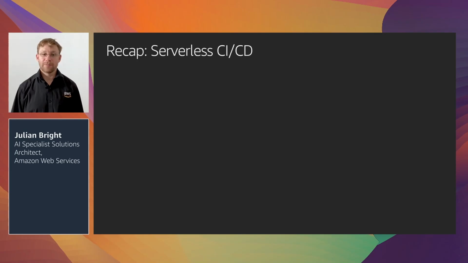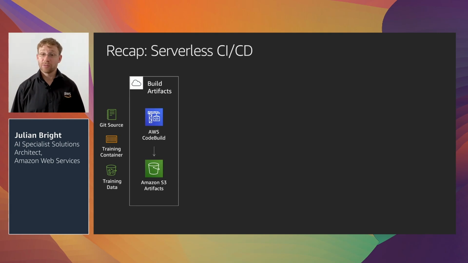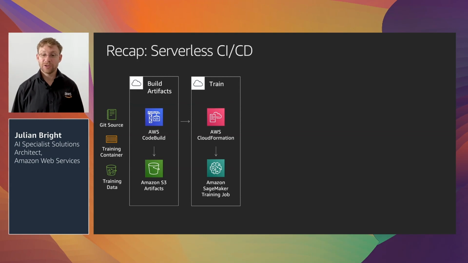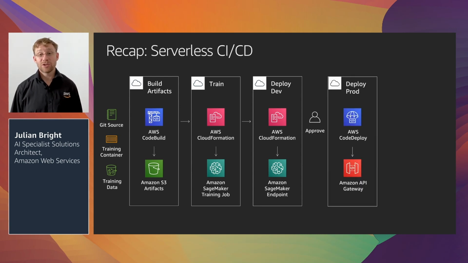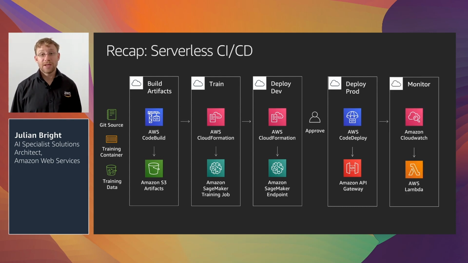All right, let's recap. So we started with our source, container, and data. We built those artifacts, which push to S3, that would then trigger CloudFormation deployments to create a training job, and CloudFormation deployments to deploy that endpoint for a dev environment. We had an approval step, which then resulted in the production deployment through CodeDeploy and API Gateway and Lambdas being set up. And finally, we had some monitoring that we looked at in CloudWatch, and then we saw how we could trigger a Lambda to retrain this process.